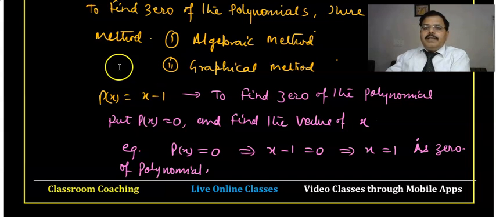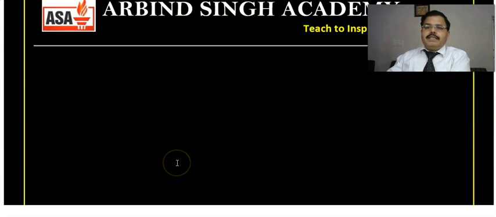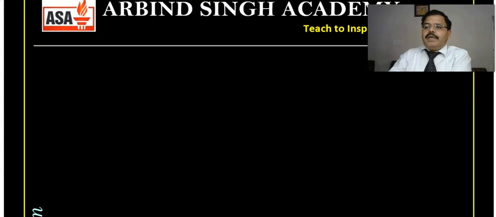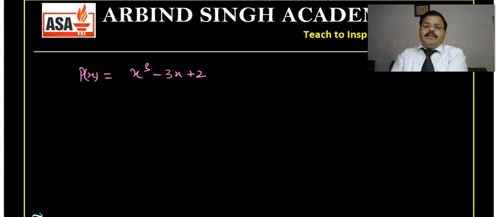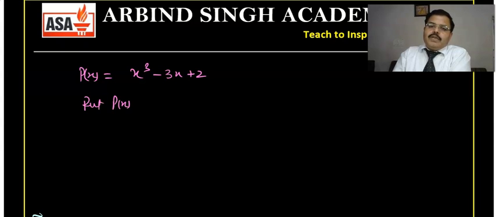Right? Similarly, let us consider another example and find it. Suppose another polynomial is given, like x² - 3x + 2. This is a quadratic polynomial. So how can you find the zeros by the algebraic method? Put p(x) = 0, as we said. So in this case, x² - 3x + 2 = 0.